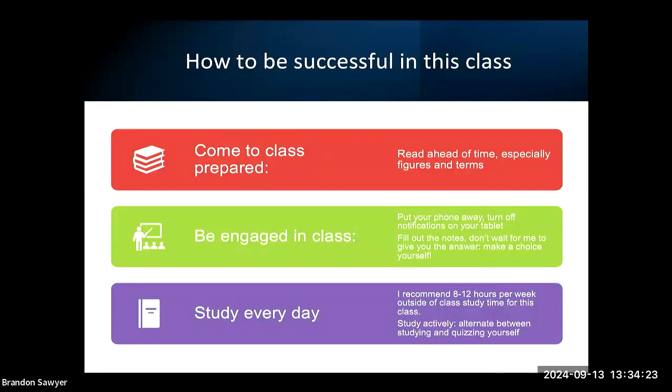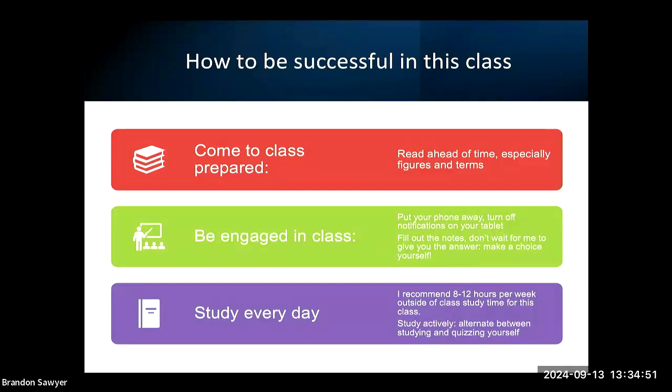But if you actually force yourself to make a decision, it's the same reason why I use the clickers. The research shows that if you're making a decision on something, whether it's right or wrong, you learn it way better than just waiting for me to tell you what to write down, and then you write it down, right? So a lot of the notes are set up in a way that forces you to process things during class, so you can actually learn it during class, and that makes it so you have to study less when you're not in class.